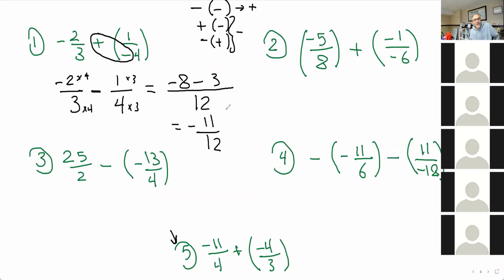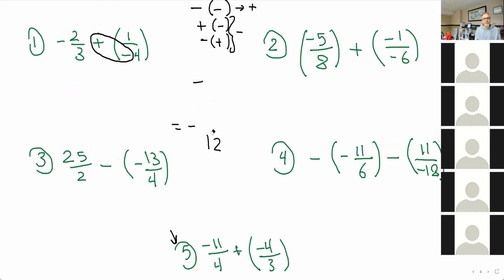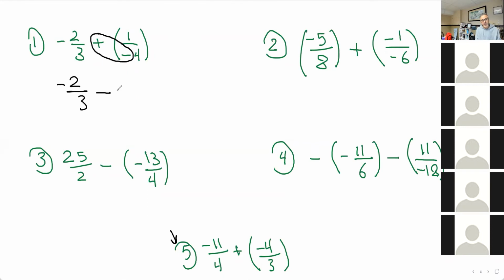Okay, so I'm going to erase this. I'll repeat what I'm saying. So all of you got that. I have to change this to negative 2 over 3. Plus and minus just becomes minus 1 over 4. The common denominator is 12. I just write it once, okay?